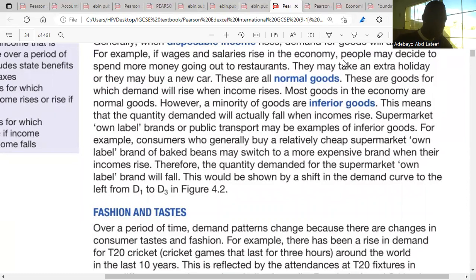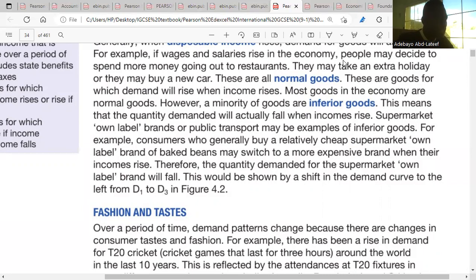Normal goods. When we talk about normal goods, these are goods that the demand for will increase if your level of income increases. This kind of goods, this kind of products, you think about them whenever you have so much money with you. They are called normal goods.